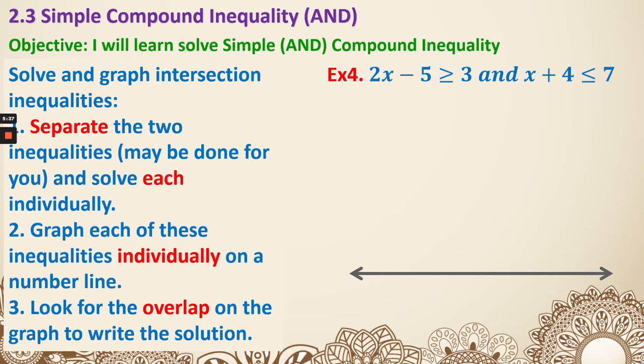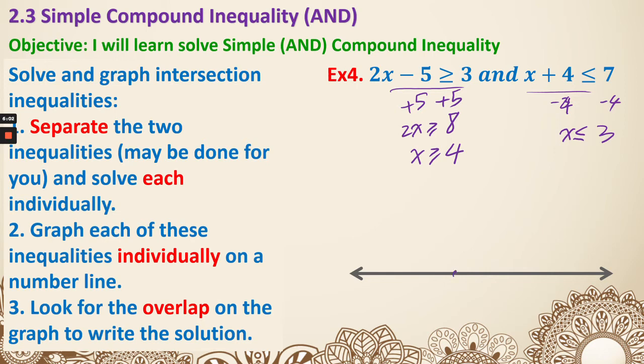And in this case, for example 4, the two inequalities are separated, so that means we can just solve each individually. Add 5 on both sides, 2x is greater than or equal to 8, x is greater than or equal to 4. Subtract 3 and 4 on both sides, so x is less than or equal to 3. Next, we're going to graph each individually, just like how we did it.